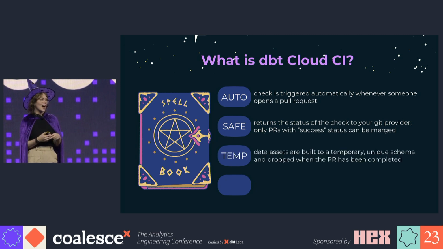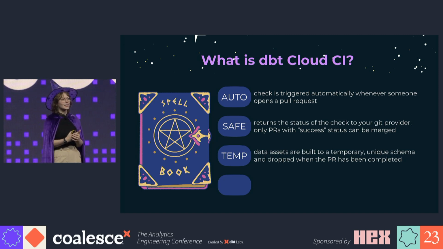dbt Cloud CI is temporary. You don't have to worry about adding clutter to your warehouse. The CI check will build all of your data assets into a temporary schema that's unique to each PR. Now, you can inspect those data assets while you're reviewing the code, but once the PR has been completed, dbt Cloud will drop the schema.